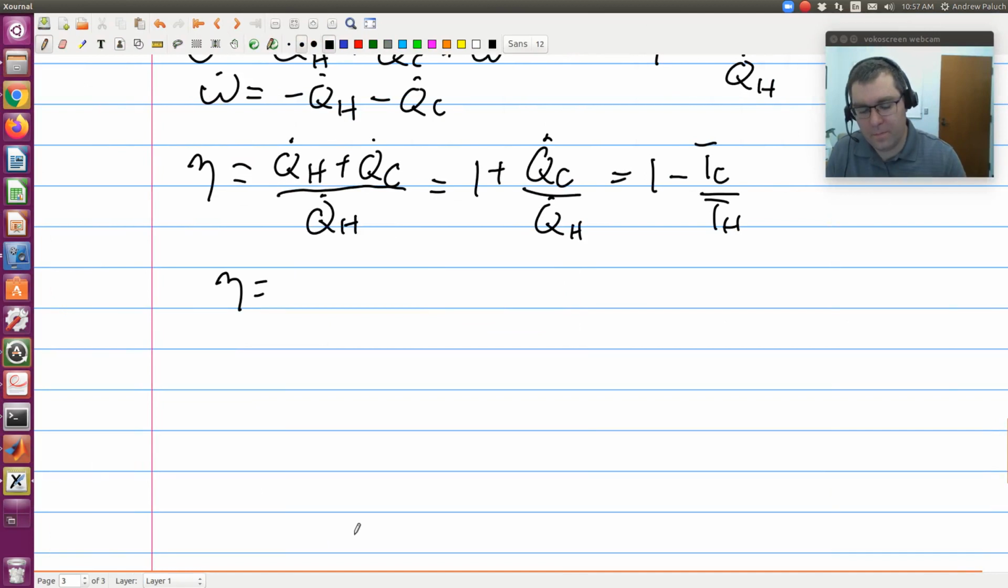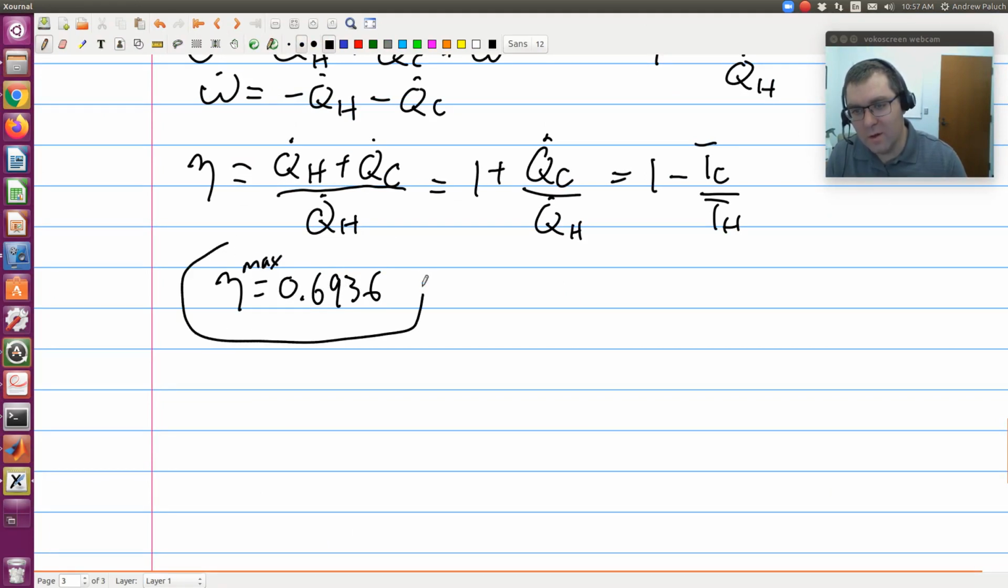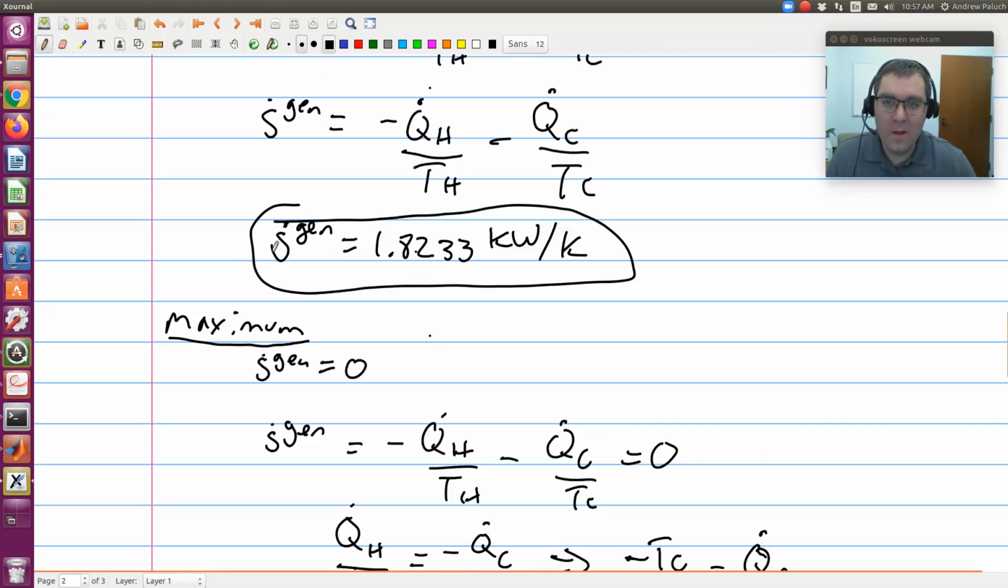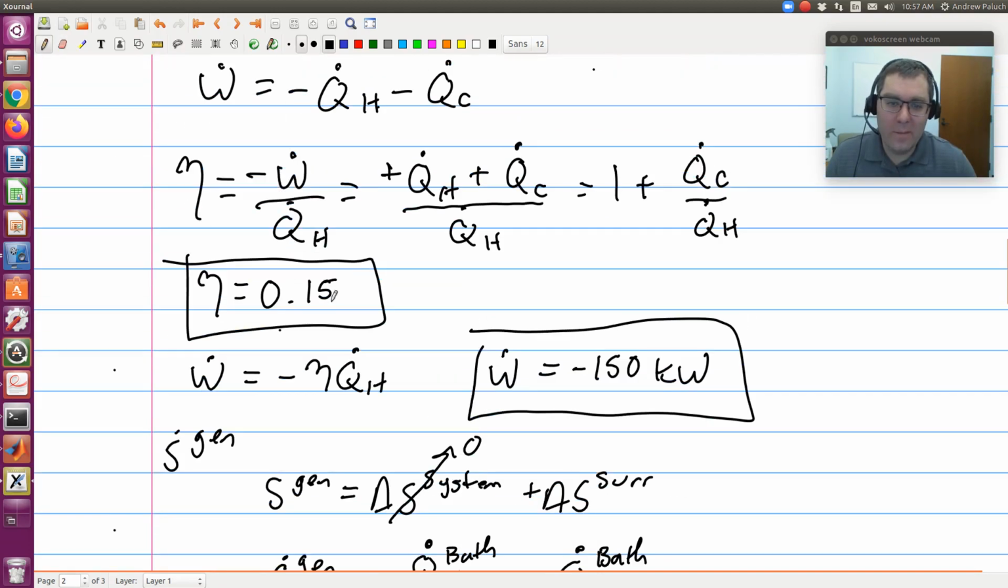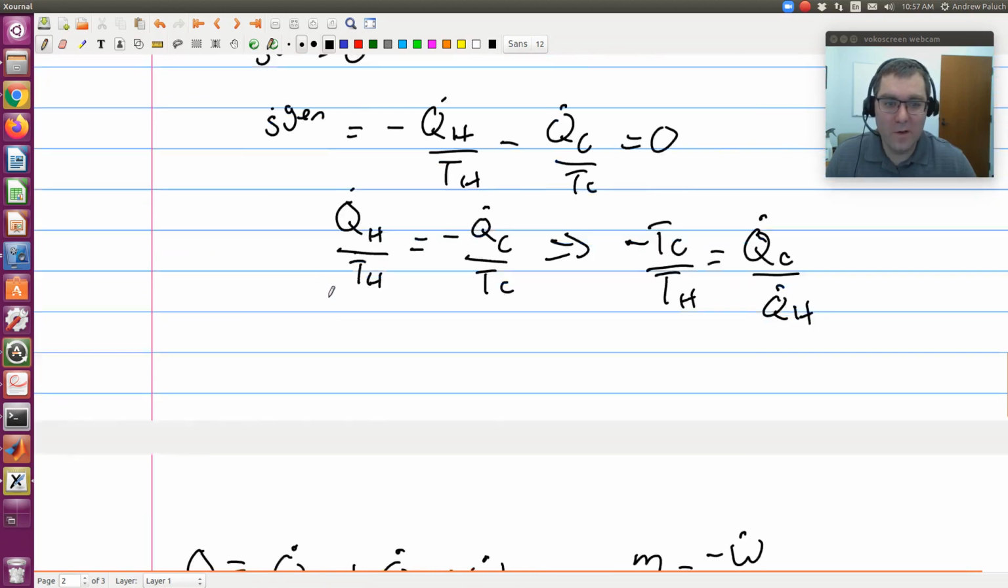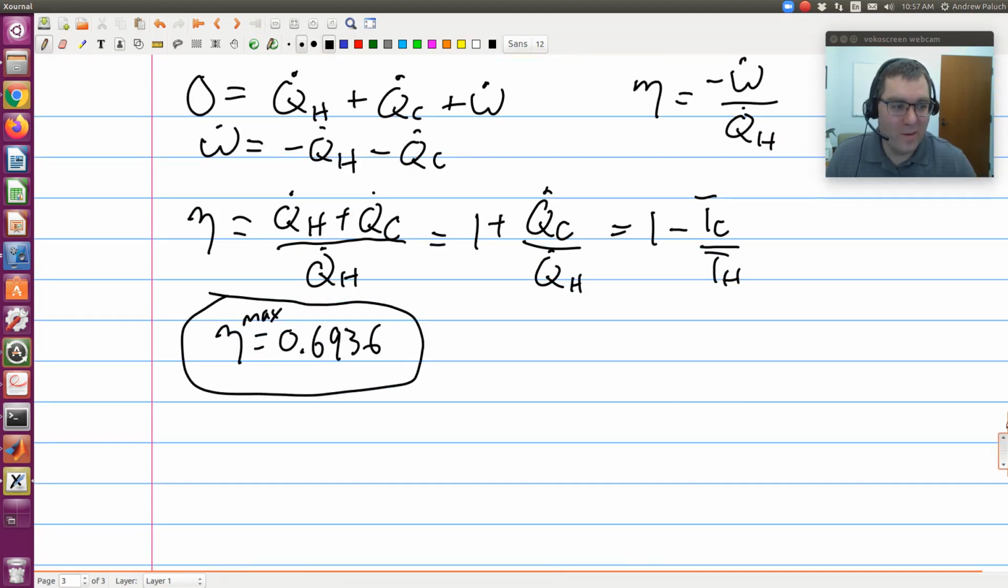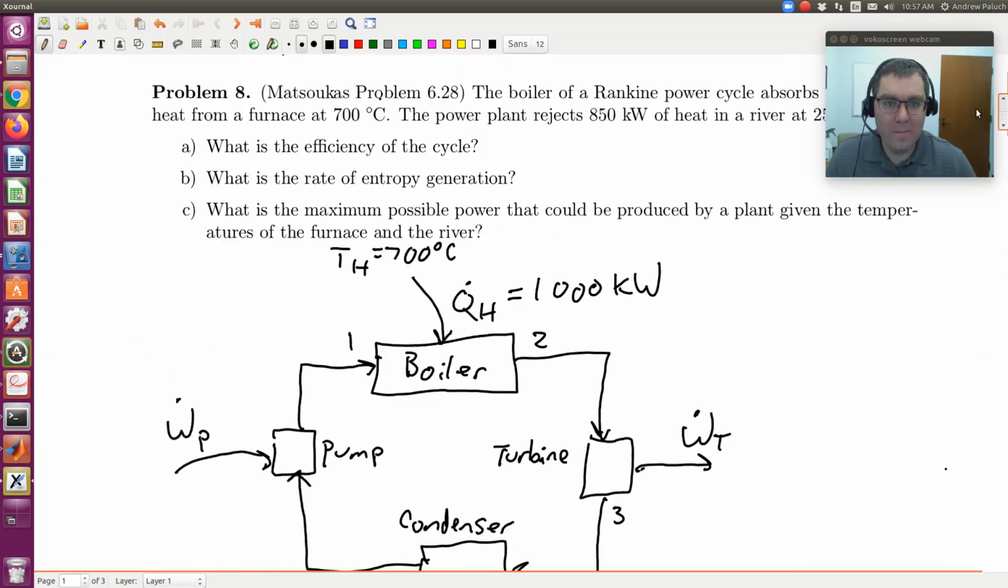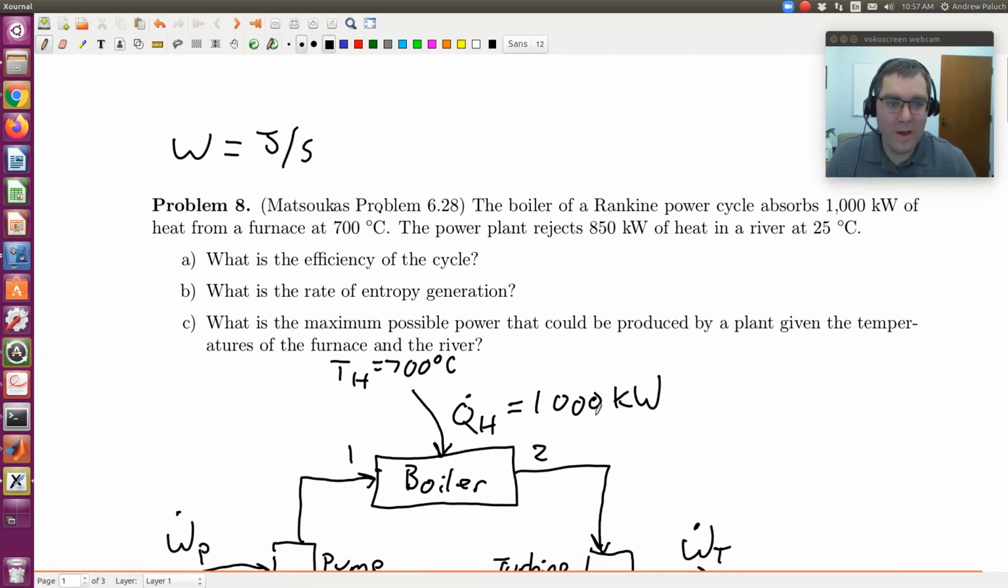So the maximum efficiency is 0.6936. Okay, and so this will be my max efficiency. So my max efficiency is about 69%. All right, my plant's only operating at about 15%. So it doesn't seem like our plant is operating close to the optimal value.